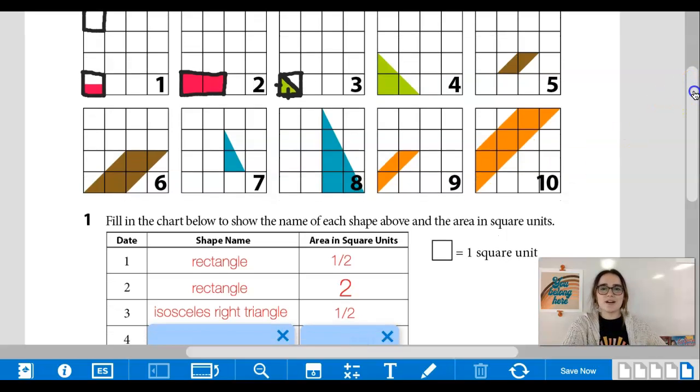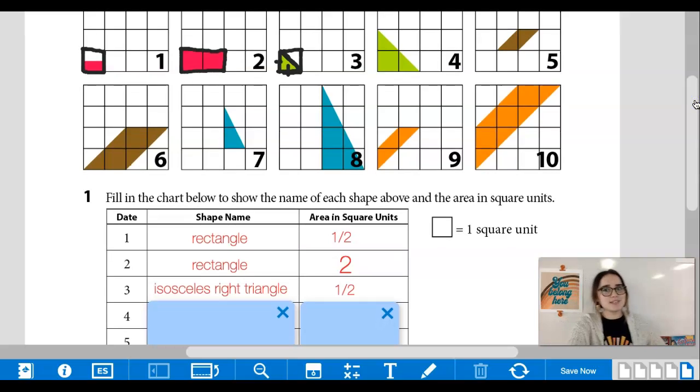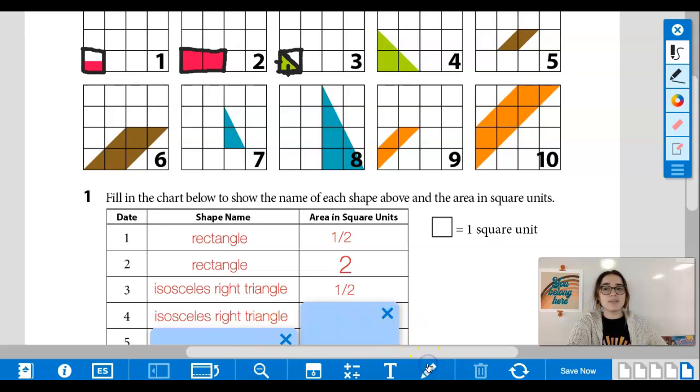Shape number 4. If you've noticed this pattern, the smaller shape matches the larger shape. So this shape is also an isosceles right triangle. But this time the shape is a little bit bigger, so we have to figure out what the area could be. Already I see that there is 1 square unit here. But now I need to figure out what I have left. If I have another half of a square unit here and a half right here, what do I have in total?